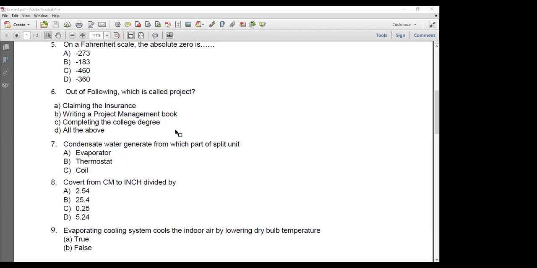Evaporator, option 7A. I just sent the message on WhatsApp. Mr. Ravi, please, is number 6. Just check for me, what is the correct answer for number 6? No problem. I give you the answer now.